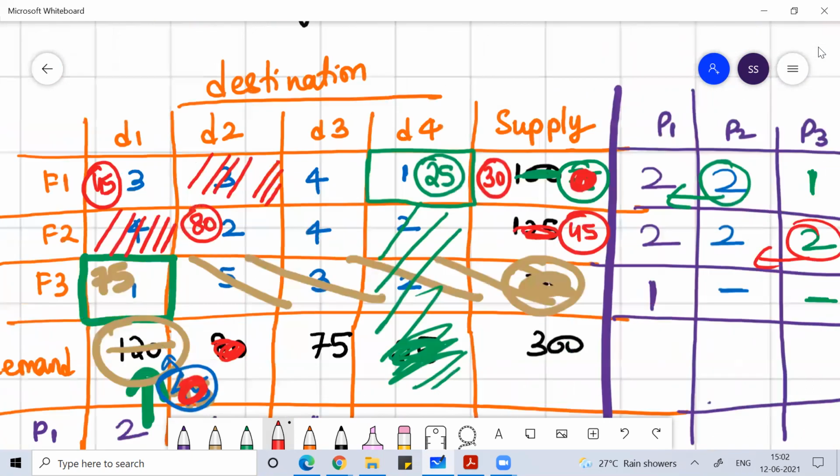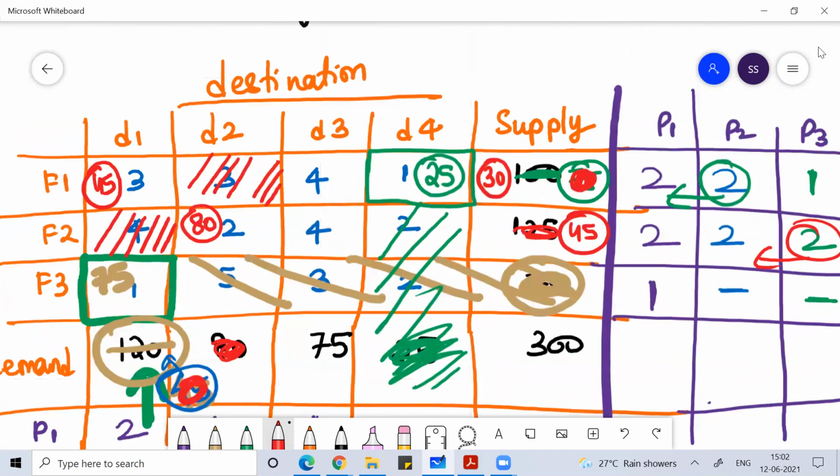So for this 4, if you see, demand is 75, supply is 45. So you'll put 45 here. What is left is 30. This 45 is done. Okay.